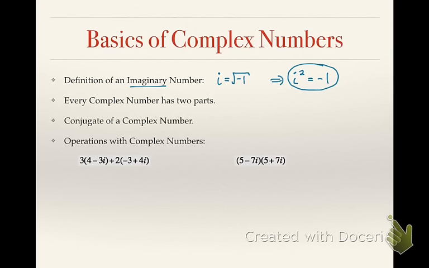Every complex number has 2 parts to it. It has a real part and an imaginary part. It's always written in the form a plus bi. So imaginary numbers are just this component right here, just the i. The real component and the imaginary component each have coefficients that are going to be real numbers. But this right here is considered the real, and this i is considered the imaginary component.